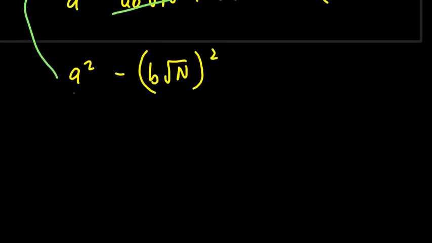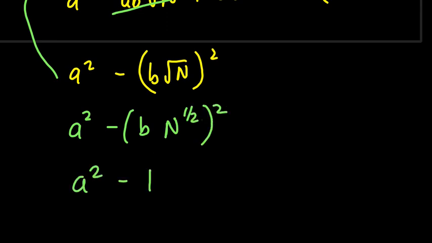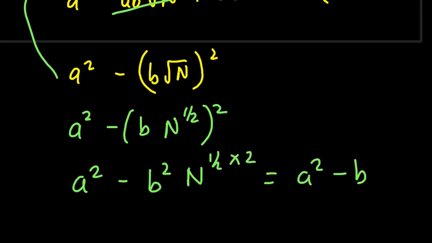What this difference of two squares helps us with is that if you square this b root n, we are likely to remove the square root, because this is the same as b to the power n half, squared. So it's a squared minus, because the power affects everything in the brackets, b squared to the power n half times 2. So now we have a squared minus b squared n.